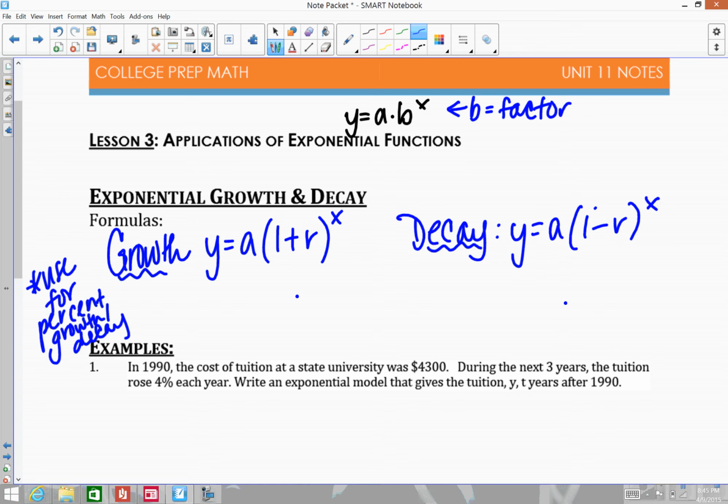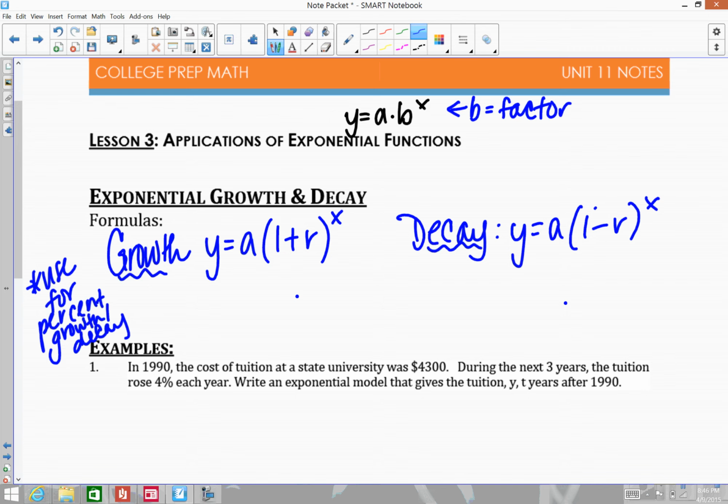So overall, in the end, 1 plus r and 1 minus r end up becoming the growth or decay factor. If I take the percent, so let's say it's 50%, turn it to a decimal, and add 1 to it, I get 1.5. So now the growth factor is bigger than 1, and that's why it's an exponential growth. If I take the 50% and subtract it from 1, I have 1 minus 0.5, which gives me 0.5. So now my growth factor is a fraction, which tells me that it's not really growing, it's actually decaying, because now it's between 0 and 1.